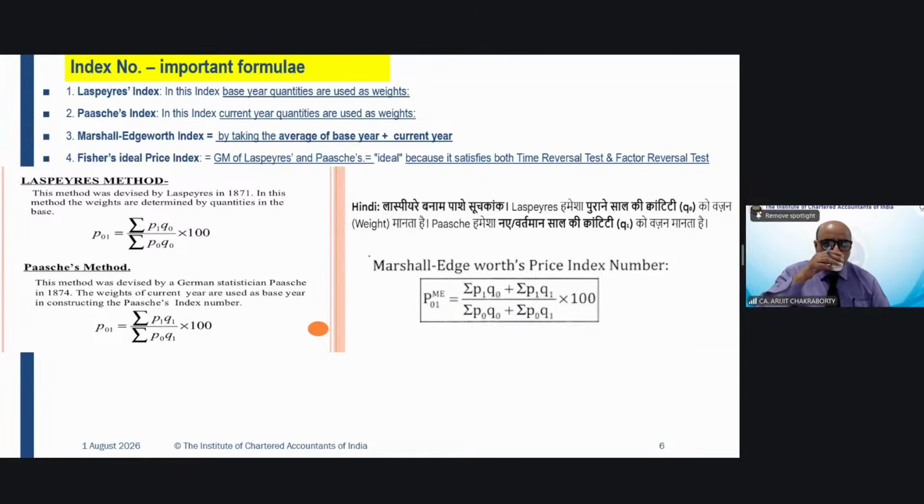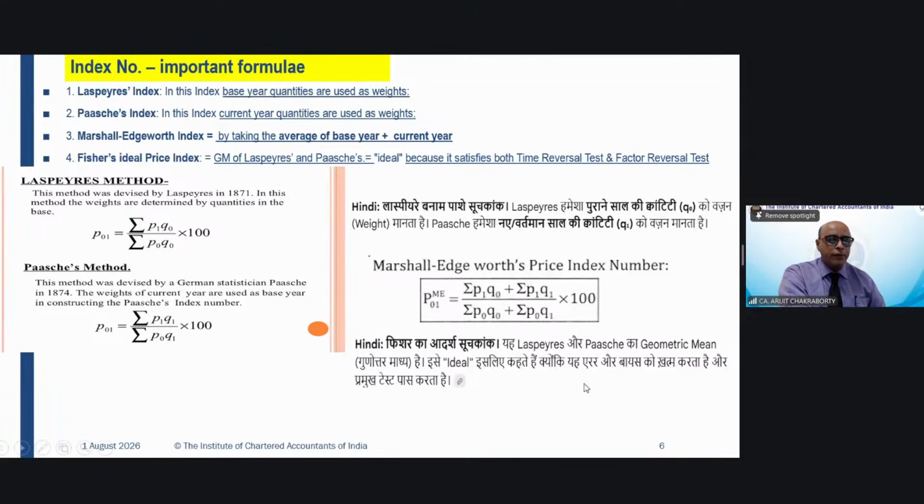Next point, Marshall Edgeworth. क्या है यहां पे? Please see the weights. Sigma P1 Q0 plus sigma P1 Q1. That means what? So we can write this as sigma P1 and then within bracket Q0 plus Q1. Dear students, please note in case of the ME index, the Marshall Edgeworth price index number, we can see that the weight which is used is nothing but the simple average or the arithmetic mean of the base year and the current year's quantity, Q0 plus Q1.